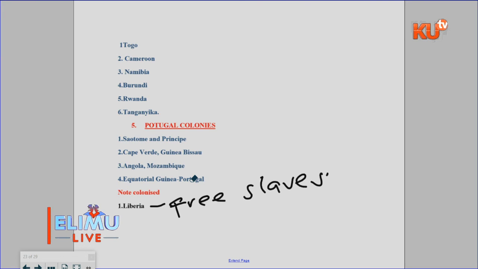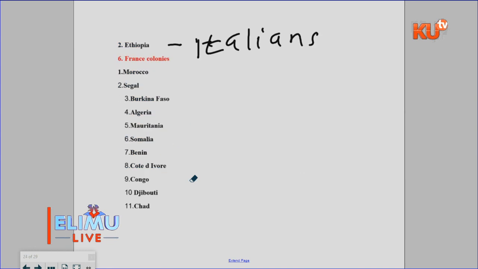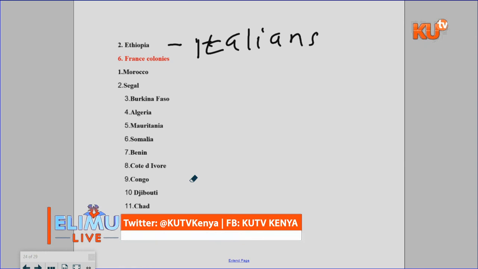Then we have Portugal: Sao Tome and Principe, Cape Verde, Guinea-Bissau, Angola, Mozambique, Equatorial Guinea. Then the remaining part is French colonies, which took the largest portion in West Africa. Where the assimilation succeeded was in Senegal and was in four communes.